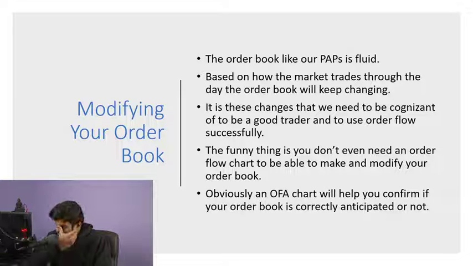All right. Now we saw that an order book is just like a potential auction path, and it is fluid, it is dynamic, it is not rigid or static in nature. So let's say you have built an order book for the next day, and then the market develops. Maybe it takes out the day's high.